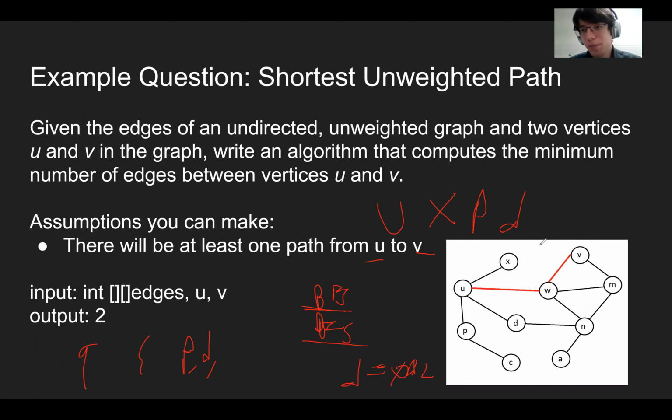Because they're in our queue. So we visited U, X, P and D. Well, X, there's nothing there, so we removed X. Now the next thing we're gonna remove is P. When we see P, we say, okay, it's connected to C. So now we add C to here. That's something we've seen now.